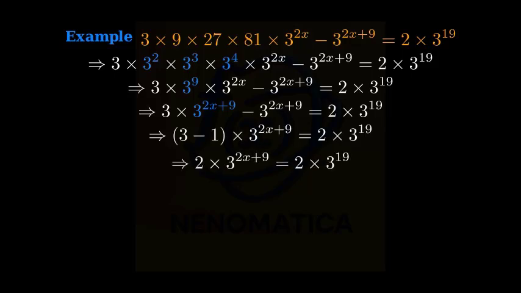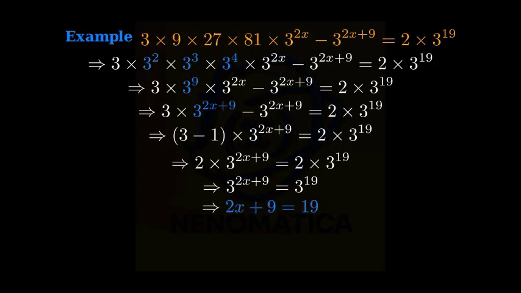Simplifying 3 minus 1 gives us 2. So we have 2 times 3 to the power of 2x plus 9 equals 2 times 3 to the power of 19. We can divide both sides by 2, which gives us 3 to the power of 2x plus 9 equals 3 to the power of 19.